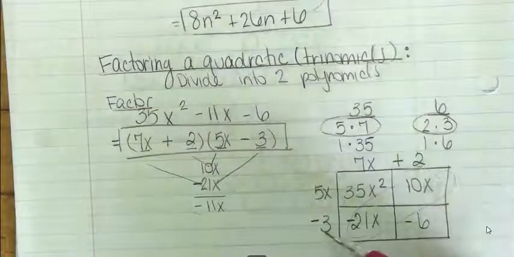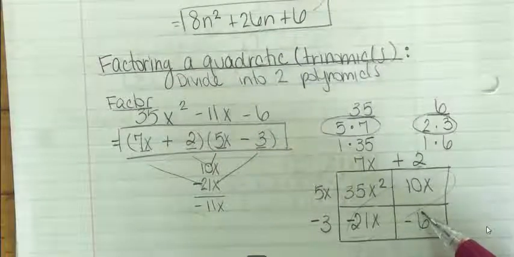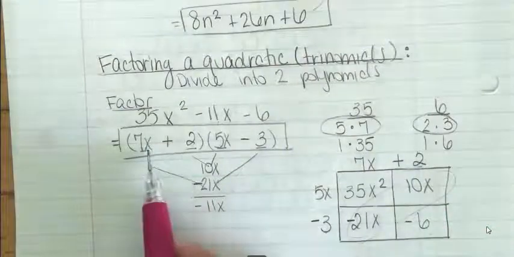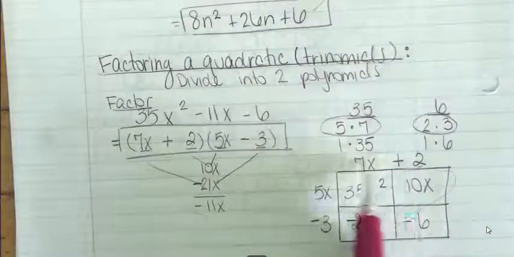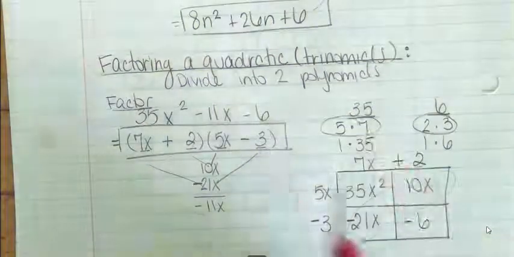So this is 5x minus 3 and 7x plus 2, because that gives us our positive there. And then the 2 and the negative 3 give me that negative 6. So that's using your area model. Then you'd rewrite it just like this: 7x plus 2, which is the length, and then the height here, which is 5x minus 3.